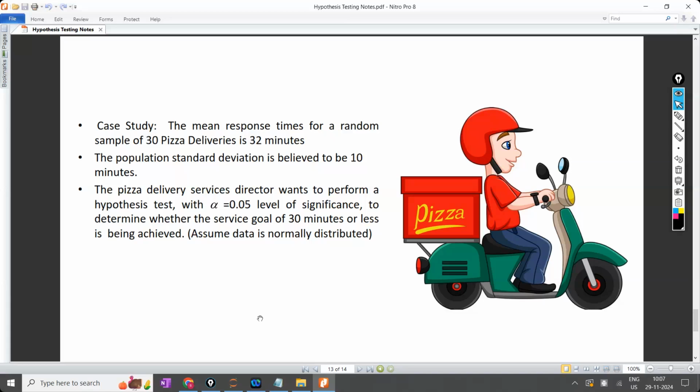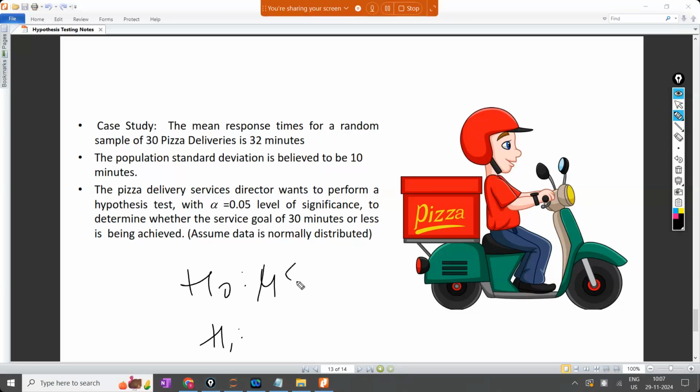Null hypothesis. What is the null hypothesis? You already have the answer written in the notes first. If 30 minutes or less, okay. What about the alternate? What about the alternate?